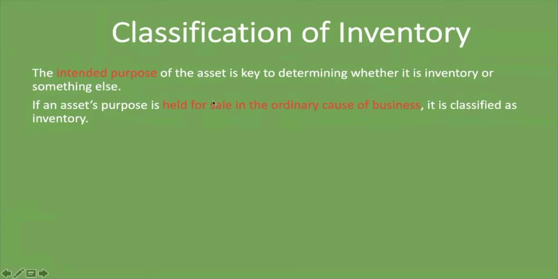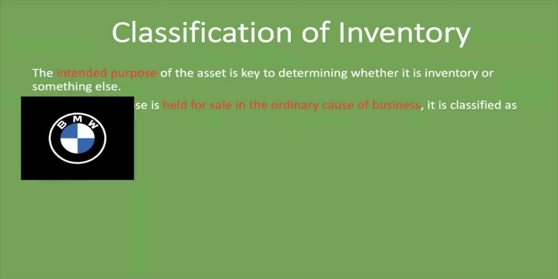So if the company is buying assets and their purpose is to sell them in the ordinary course of business, then the company will classify it as inventory. So let me give you an example, because inventory for one company may not be an inventory for another company. It's the intended purpose which will determine whether it's inventory. Let's look at an example of two different companies.